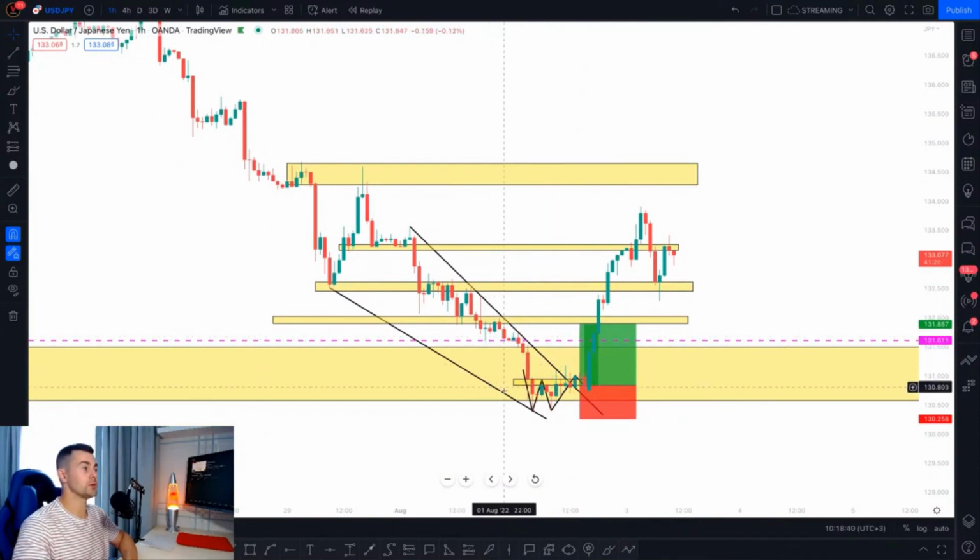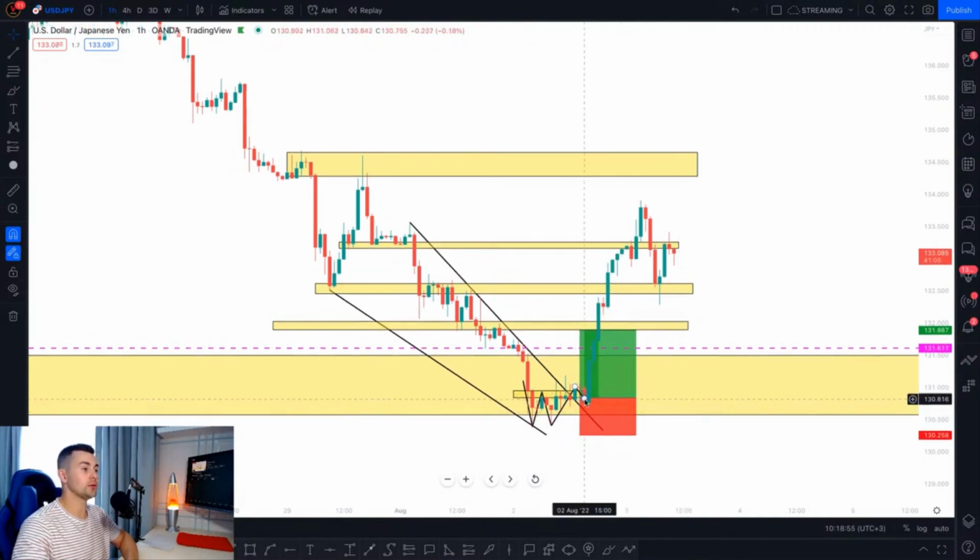Yes, we spotted a very nice confirmation right here with the bullish breakout of the wedge's resistance, with the bullish breakout of the neckline of a double bottom formation. We got two very nice confirmations, and we bought the pair on a retest of a broken neckline of a double bottom, and then the market bounced quite quickly and our initial target was reached and the market went much higher.